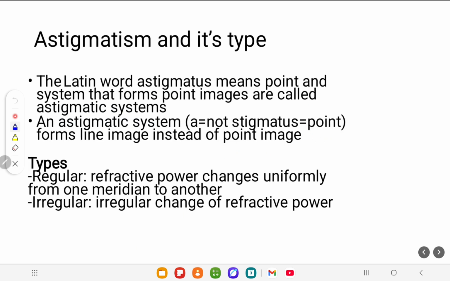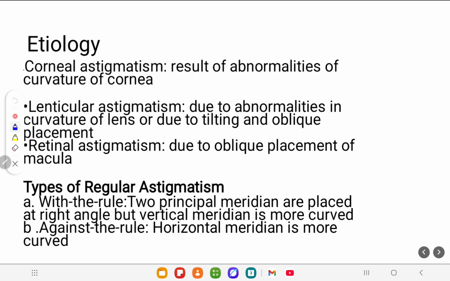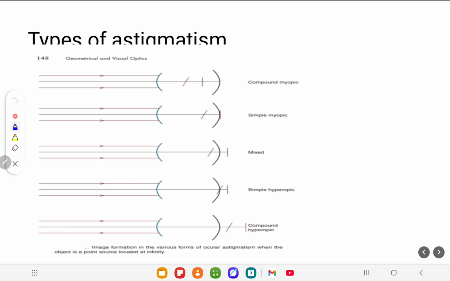So, types of astigmatism. The Latin word astigmatism means 'not a point'. And the types are regular and irregular. We have discussed it. Etiology we have discussed. With the rule and against the rule we have discussed.